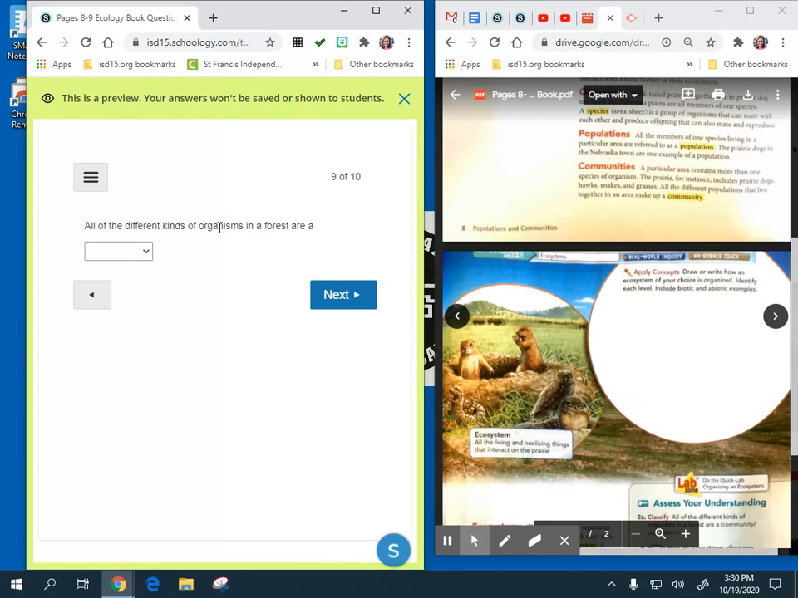Number 9, all of the different kinds of organisms in a forest. Is all the different kinds of organisms, so the birds, the trees, the grass, the deer, is that a community or a population? A community or a population?